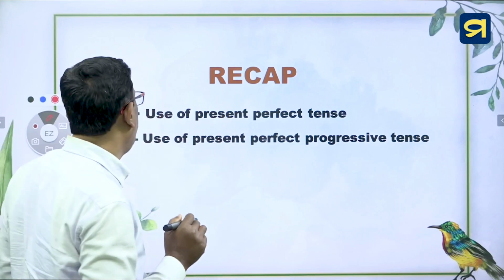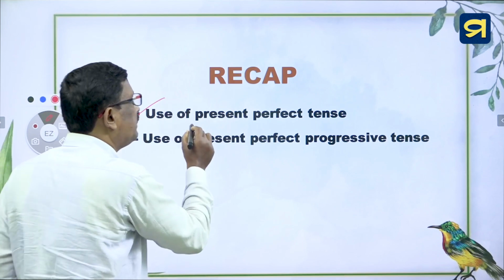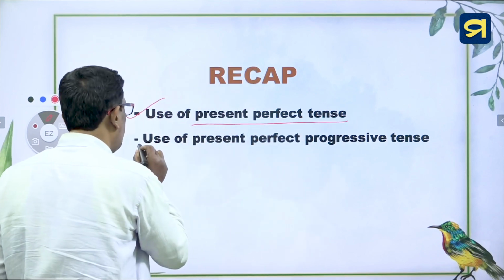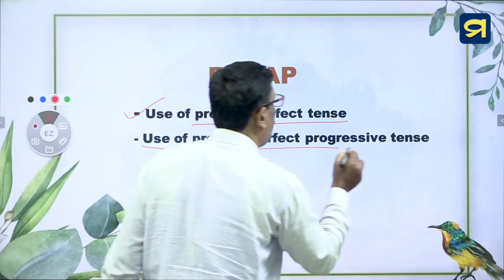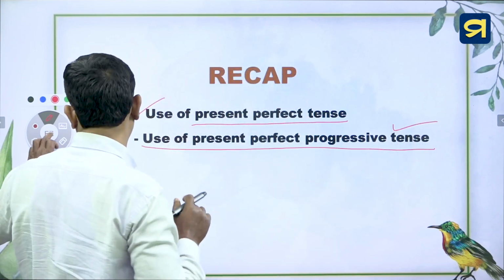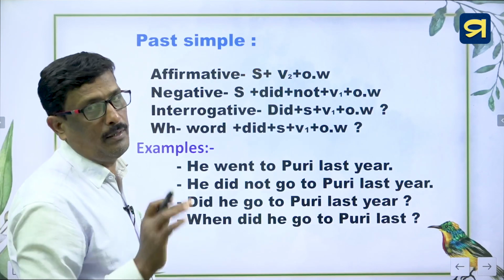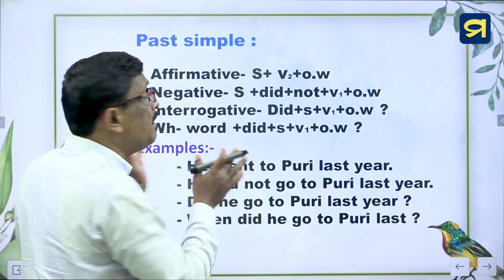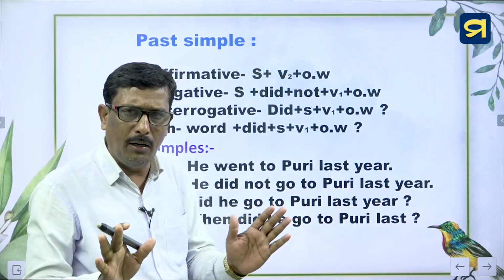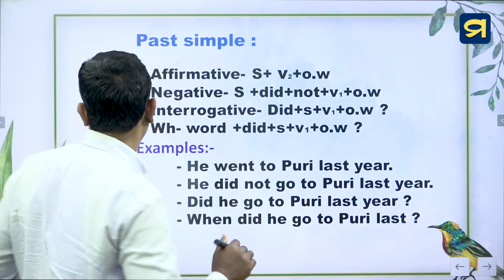Once again, I remind you that we discussed the use of present perfect tense, as well as the use of present perfect progressive tense in our last class. But today we are going to discuss past simple. Sometimes past simple is also called simple past. There is no difference between past simple and simple past.